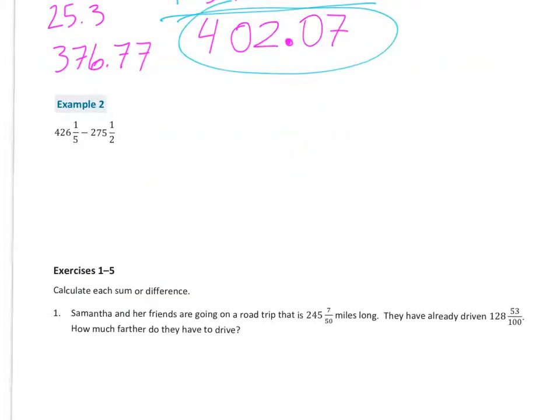Now let's check out our next problem. This one's going to be a little bit different because, look, it's got fifths and halves. And that doesn't really work with decimals because decimals really only come in tenths, hundredths, thousandths, 10,000ths. So we have to convert them into something decimal friendly. So 1/5 is super easy to convert into tenths. What do you have to do to 5 to turn it into 10? You have to multiply it by 2.